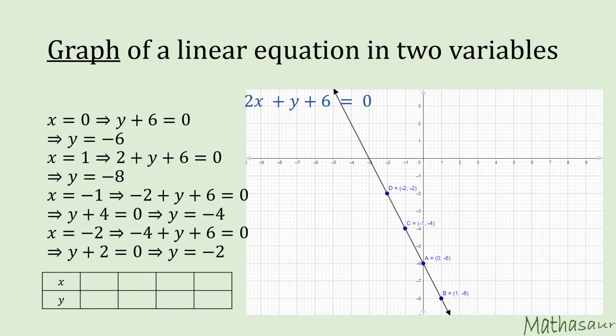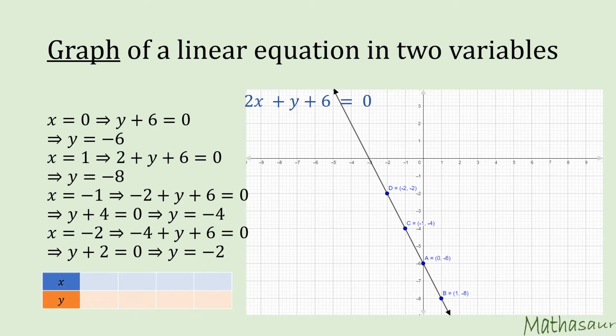Let us draw a table where we write the x coordinates in one row and the corresponding y coordinates in the other row. So let us look at the first value. When we put x equals 0, we found that y equals minus 6. For x equals 1, we found that y equals minus 8. When x equals minus 1, y equals minus 4. And for x equals minus 2, we got y equals minus 2. Now this is much neater to look at. We could have chosen any 2 points out of these 4 to draw this given line.